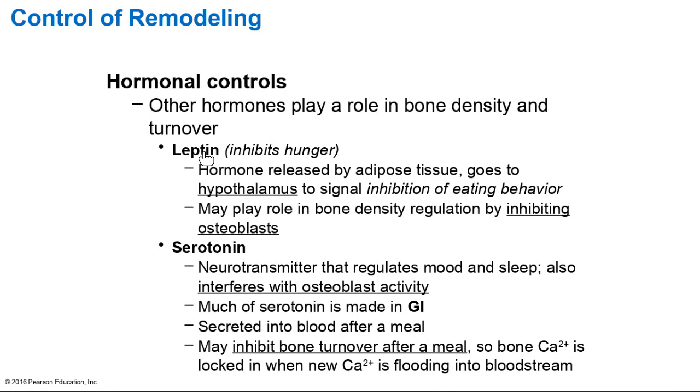Leptin is one of these. Leptin is a hormone that is actually released by adipose tissue. And this hormone is going to travel to the hypothalamus. Remember that really important part of the brain. You remember the hypothalamus plays a role in body temperature regulation.